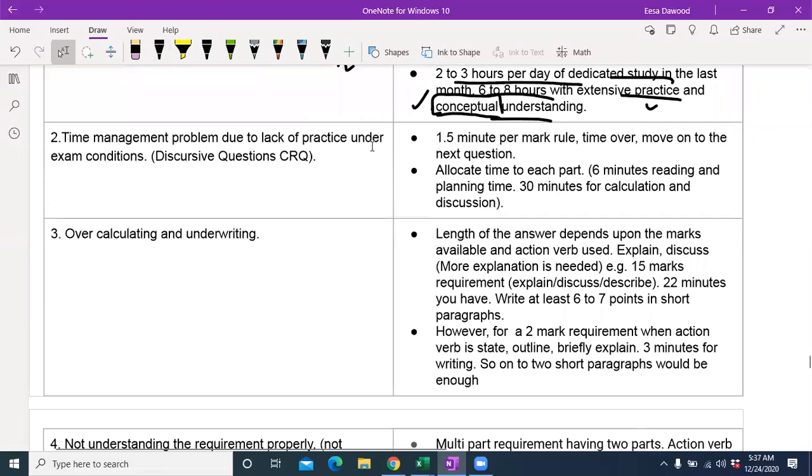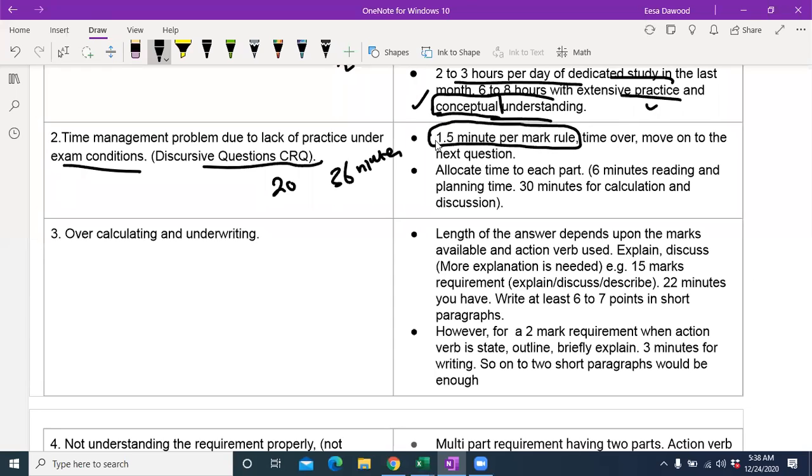Time management problem due to lack of practice under time conditions. As I've already told you, you need to practice under time conditions, especially for the section C discursive questions. If it's a 20-mark question, you have 36 minutes for that. It's a time per mark rule. Always spend 1.5 minutes per mark.